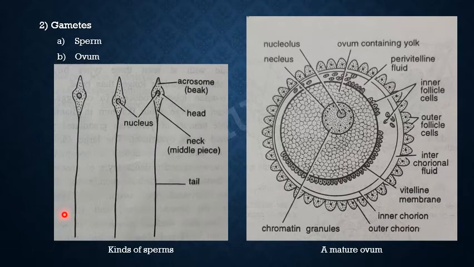We come to the gametes. The reproductive system is made up of gonads, and these gonads produce gametes, and the gametes are of two types. You are well versed with this. One is the sperm and the other is the ovum.